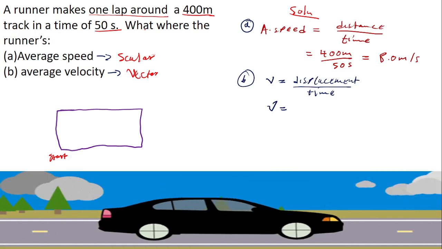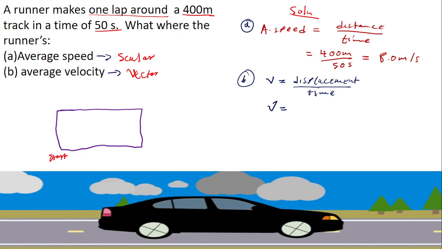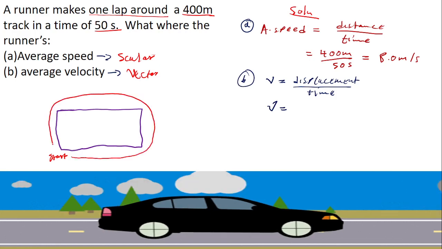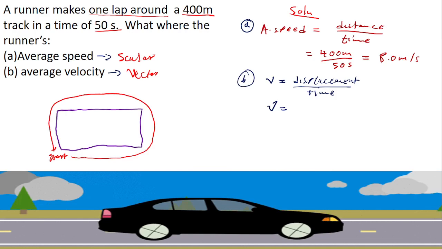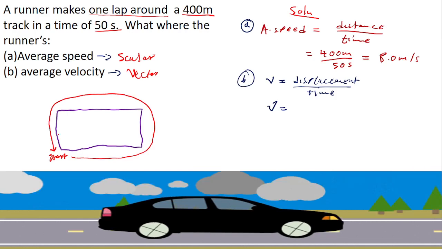I can lie if I don't know. Okay, so the question is saying a runner makes one lap around. So this simply means that if the runner started from this starting point, this runner had to move from there, running, and then he had to end at this same point.